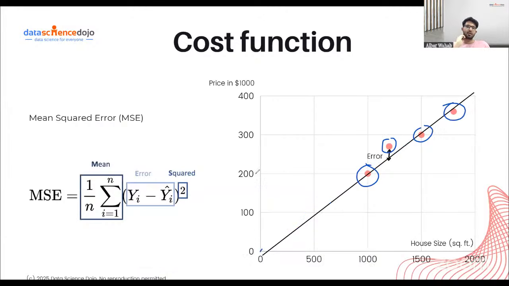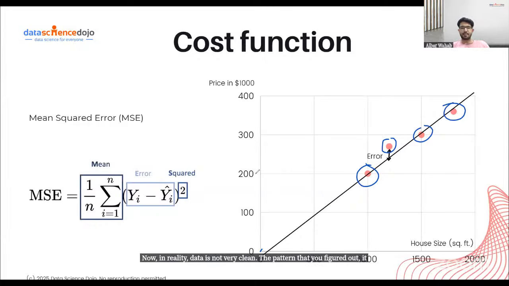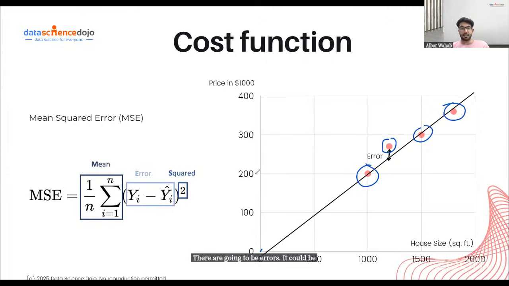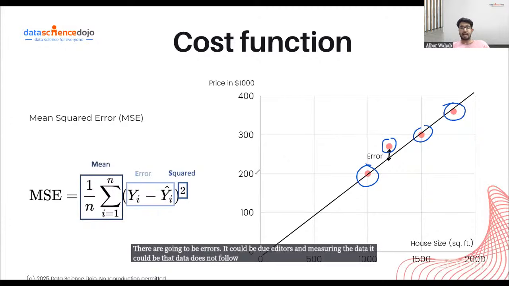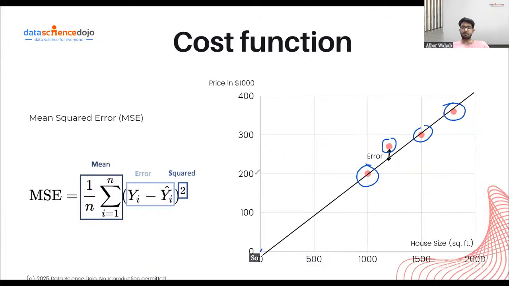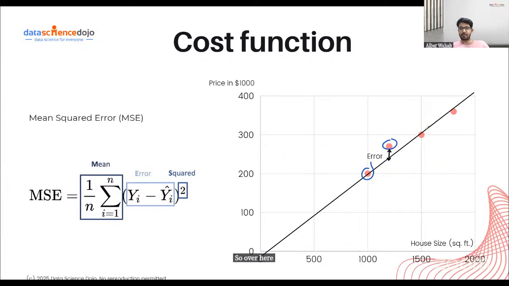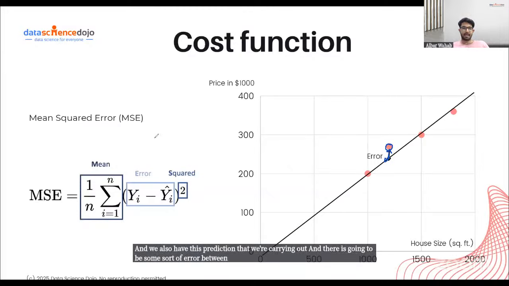Now, in reality, data is not very clean. The pattern that you figured out is not going to be 100% accurate. There are going to be errors. It could be due to errors in measuring the data. It could be that the data does not follow an exact path. So there is going to be some sort of error between your prediction and your real data. Over here, we have these data points, and we also have this prediction that we're carrying out. And there is going to be some sort of error between the real value and the predicted value.